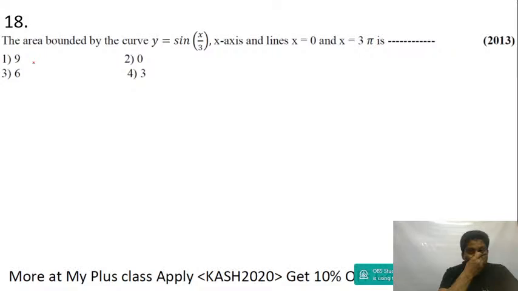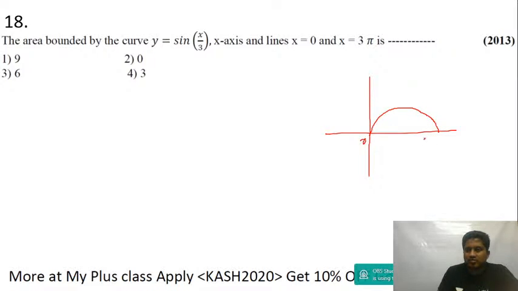Question number 18. Area bounded by y equal to sine x by 3, x equal to 0, X axis and the line x is 0, x is 3 pi. Okay, now listen. This will be equal to 0. Okay, and this graph is actually y is equal to sine x by 3.